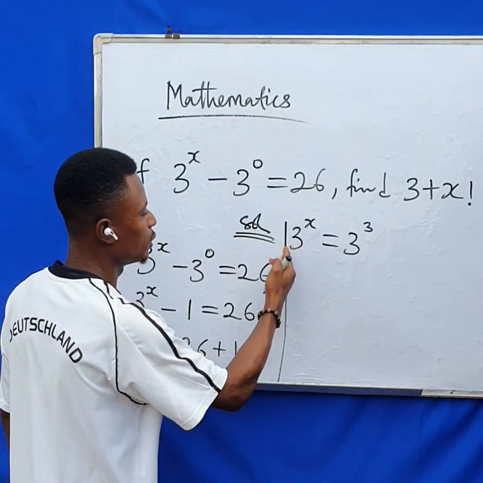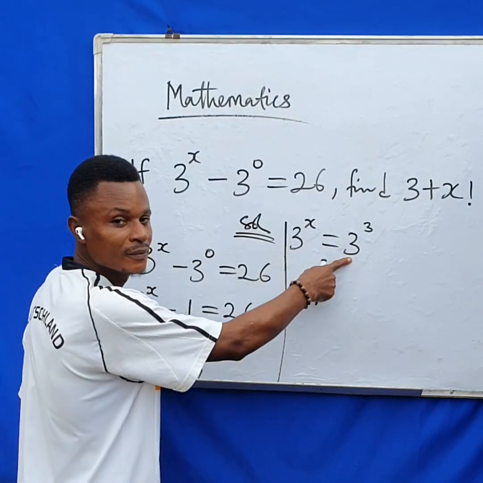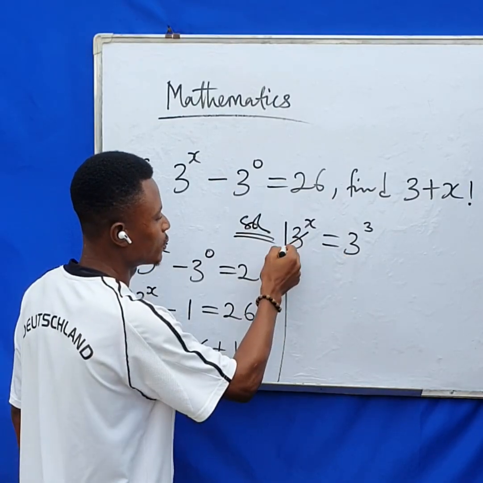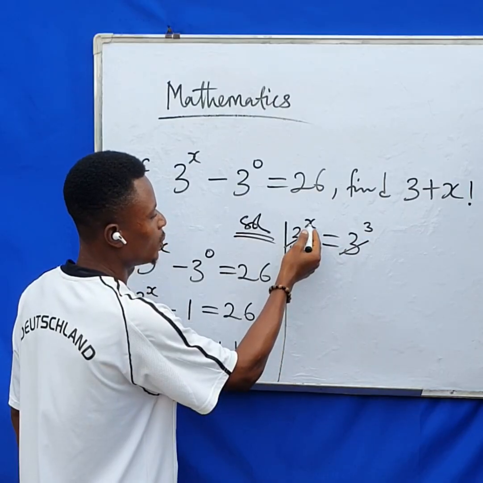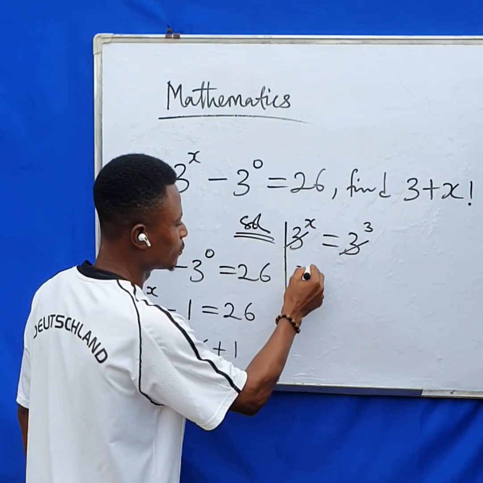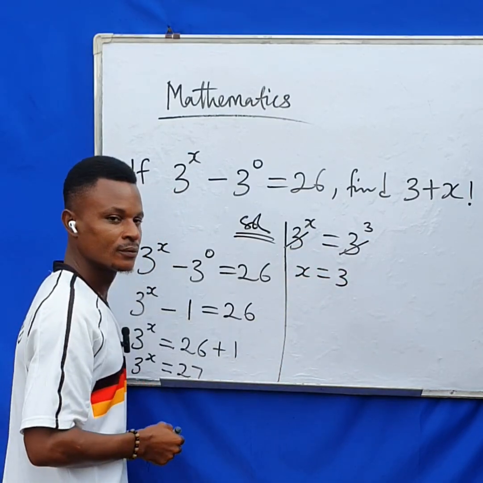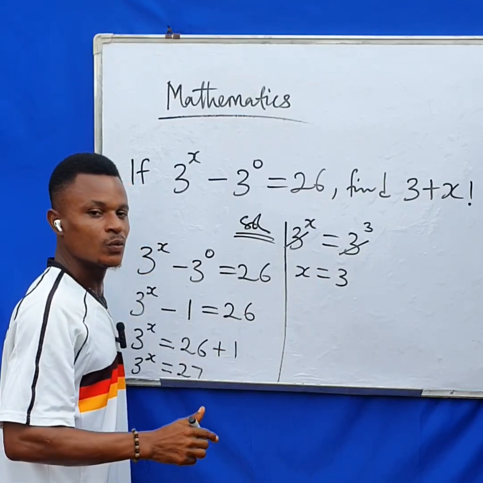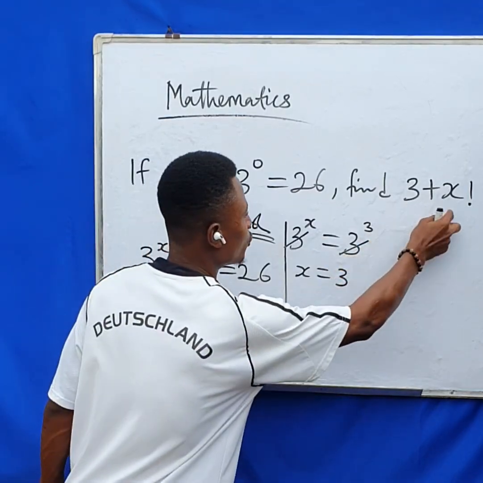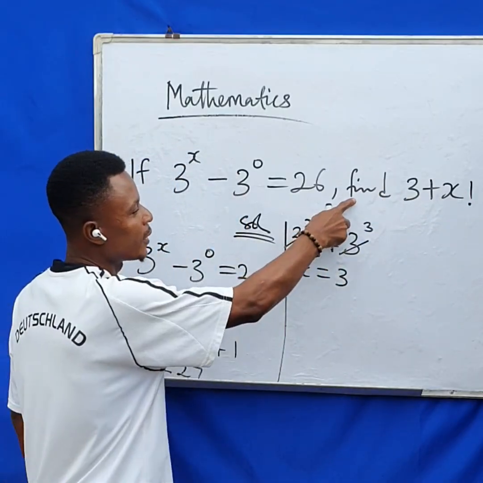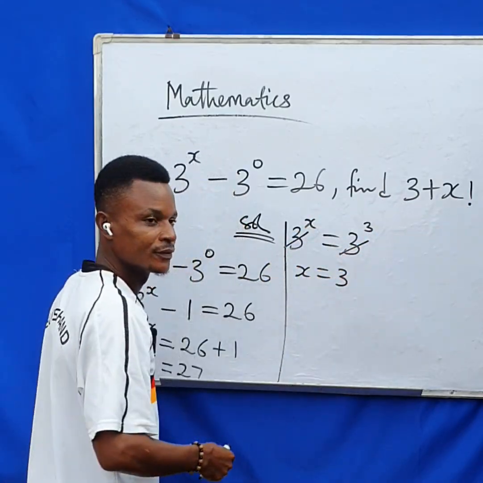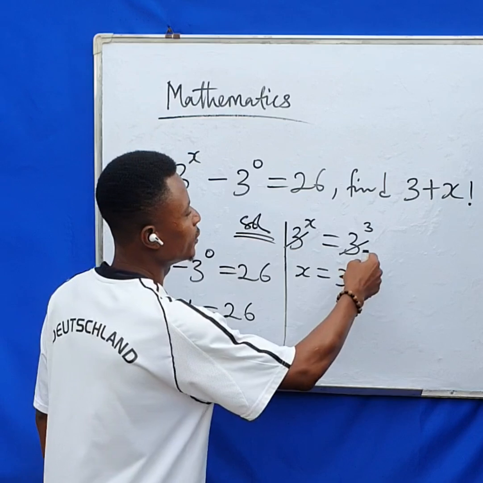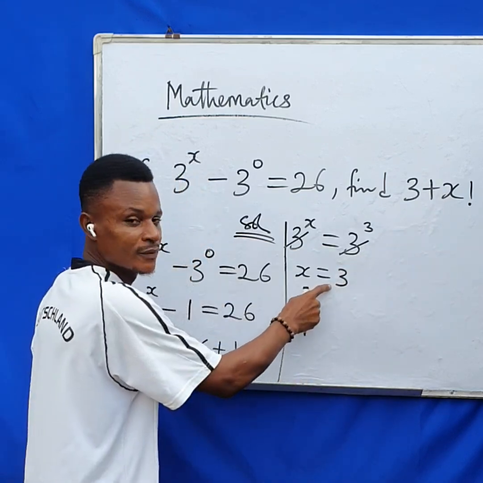If you look at the two sides of the equation, you can see that the bases are the same. Because they are the same, they will cancel. And we are now left with x equal to 3. Now that we have gotten the value of x to be 3, we are going to substitute it into this factorial expression because they said find 3 plus x factorial. So anywhere we see x here, we are going to put 3.